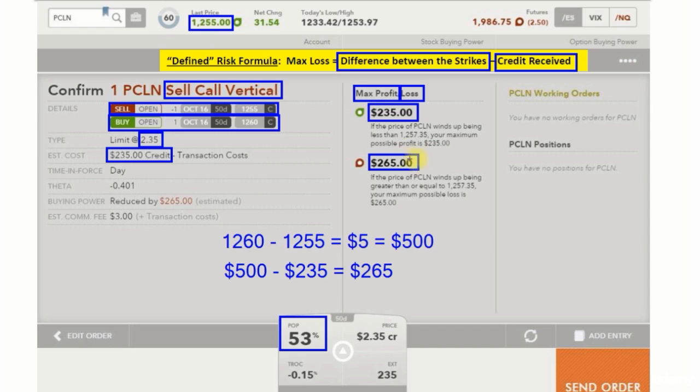is $265. And again, this plays out into our rule number 1 with trading, which is if you can lose more than you can win, which you can in this case, right? You can lose $265 and the most you can make is $235, so you can lose more than you can win. Our POP has to be above 50%, and it is. It's 53 in this case. That is basically selling a call vertical and how it's broken down.